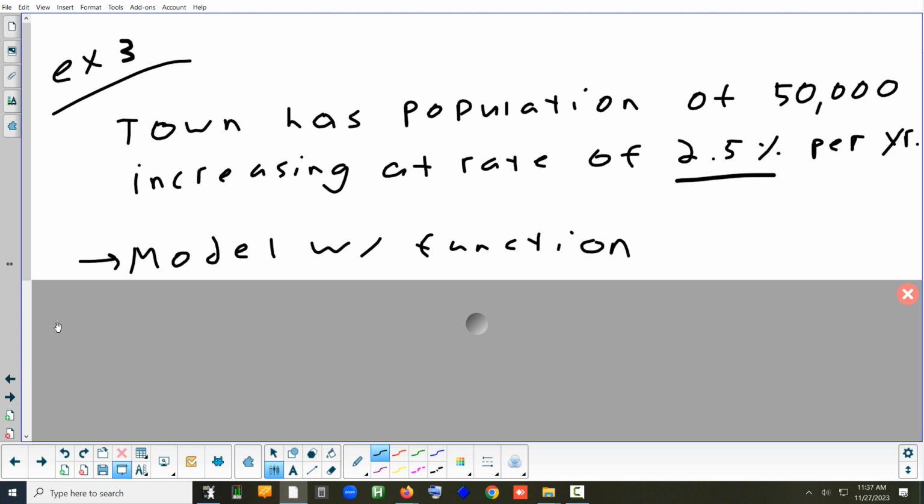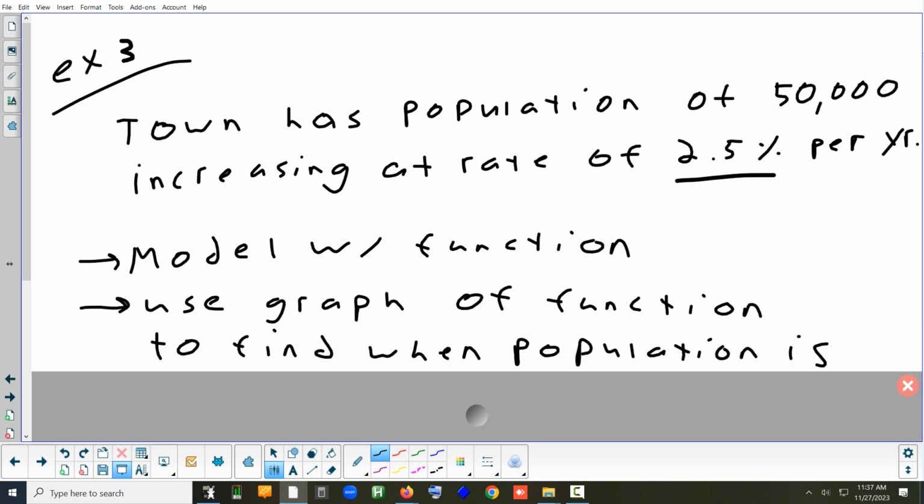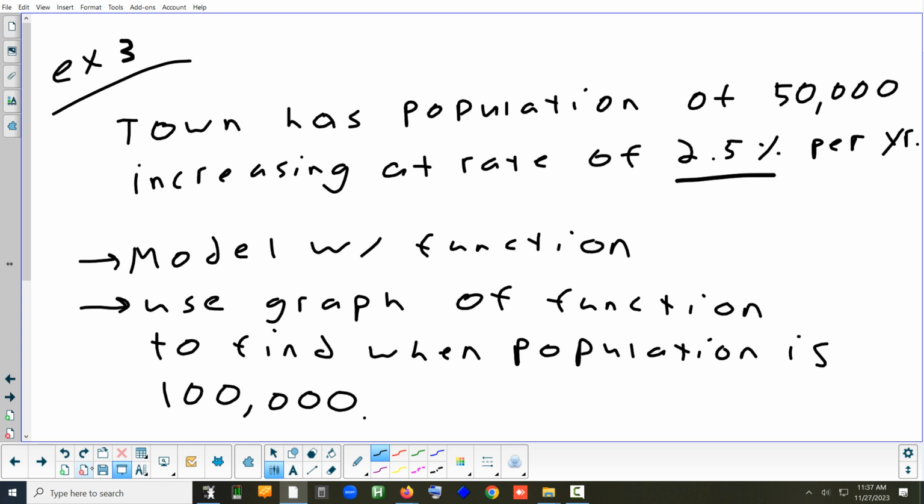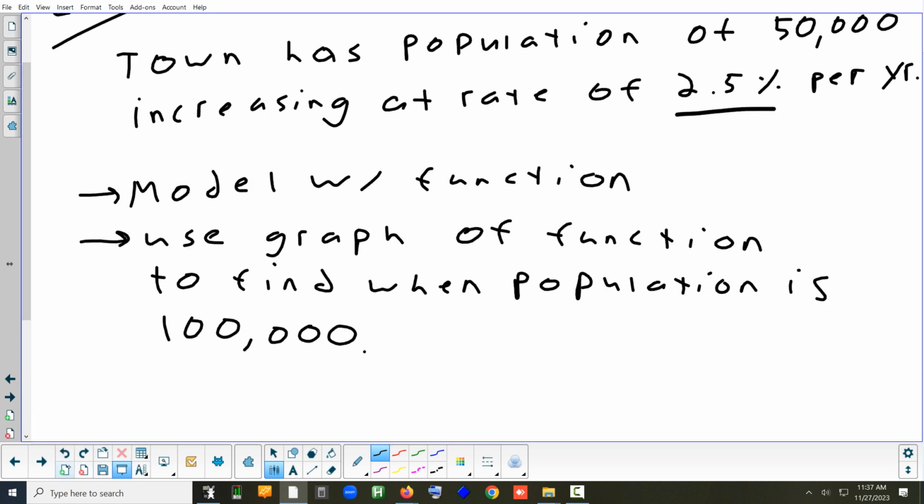So the first thing they want us to do is write an equation that models that, and then graph it, and figure out when we hit 100,000 people. Another way they could ask this question is find out how long it takes for the population to double. That's what's happening. The population is doubling. Okay, so let's start with the formula.